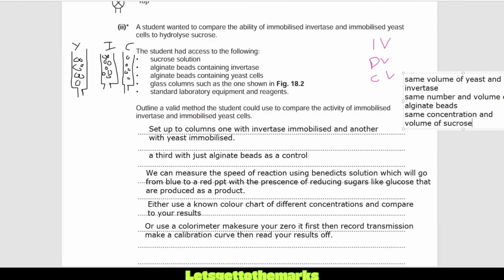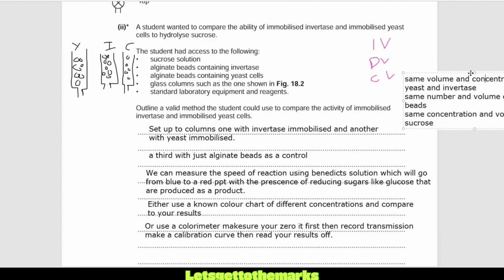It's not fair if one of them gets double the concentration, then it's going to produce more glucose than the other. So same concentration and volume of sucrose. What else? Same amount of immobilization, the alginate beads, the kind of matrix that we're trapping it on. Same volume of yeast, same volume of the enzyme invertase. What else? Same concentration. I probably should have said same volume and concentration. So same volume and concentration of yeast or invertase.